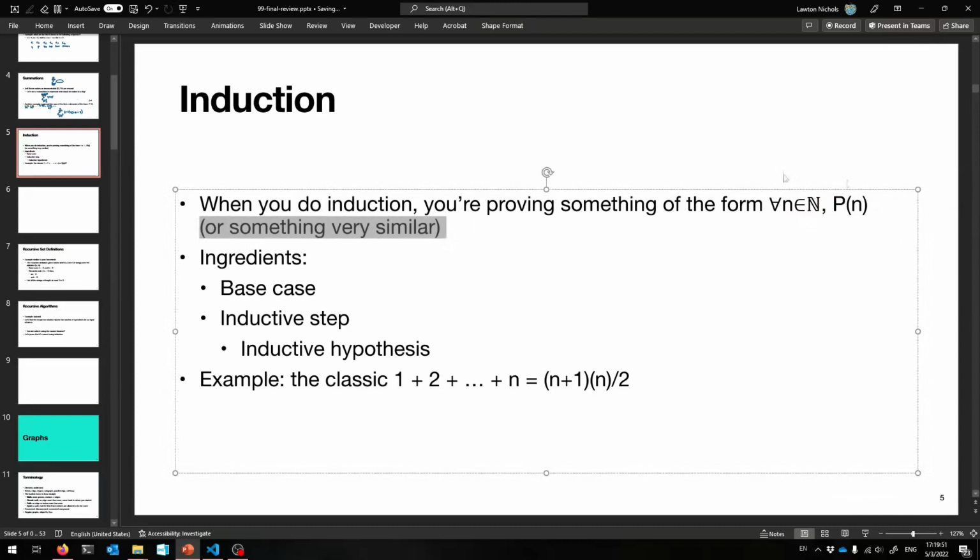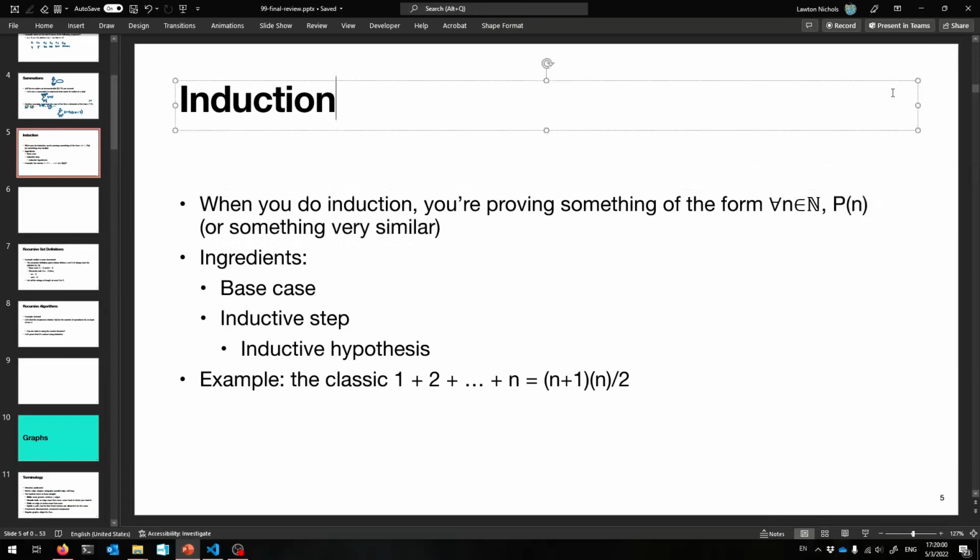Or maybe for all n greater than or equal to 1, or all n greater than or equal to 2, P of n is true. But there's always a starting point, and you want to prove that P of n is true for all n's after that, right? So P of 0 is true, and P of 1 is true, and P of 2 is true, on and on and on until the end of time. And so to do that, the standard way of doing that is through induction.